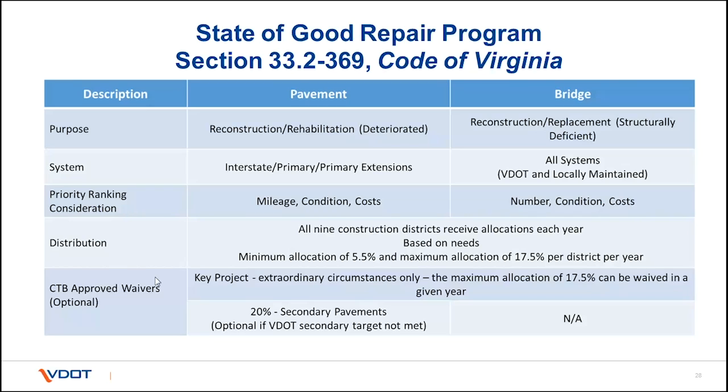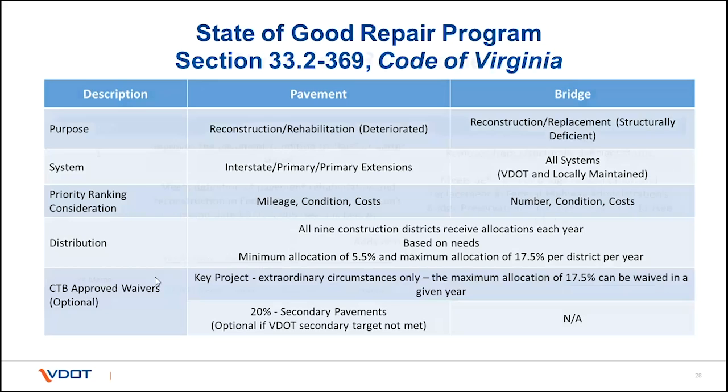The code did provide for 2 waivers that the CTB could enact. The first was in any particular year, if there was an extraordinary circumstance regarding one of our pavement areas or structures, we could exceed an allocation to one of our 9 construction districts, exceed that 17.5% per year for any year. Additionally, if our secondary system were deteriorated, they have an opportunity to allocate 20% of the SGR funds to the secondary pavements.